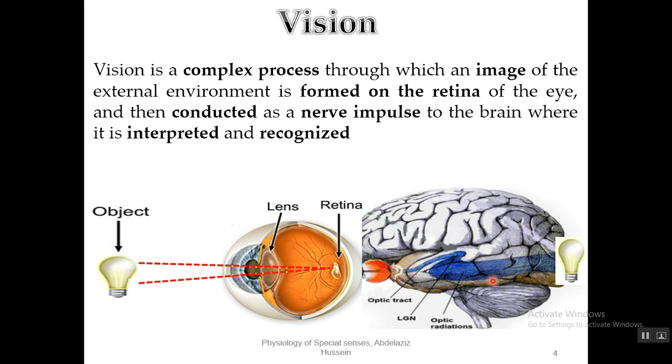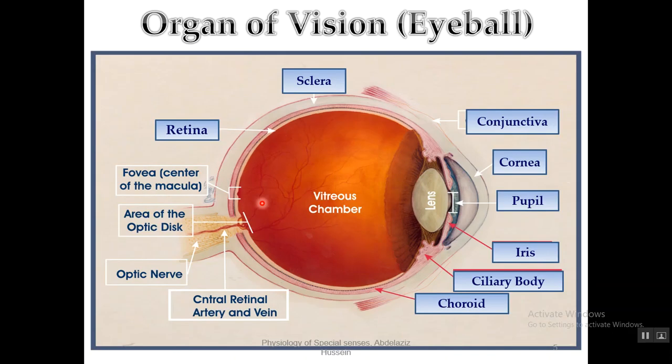In this lecture I will discuss how the image is formed in our retina, with the help of a specific system or media in your eye called refractive media. Called what? Refractive media. Please, first I will revise with you the organ of vision, which is the eyeball.